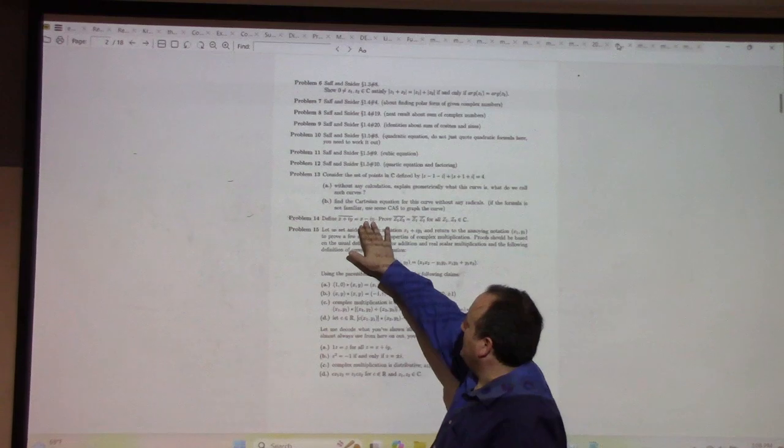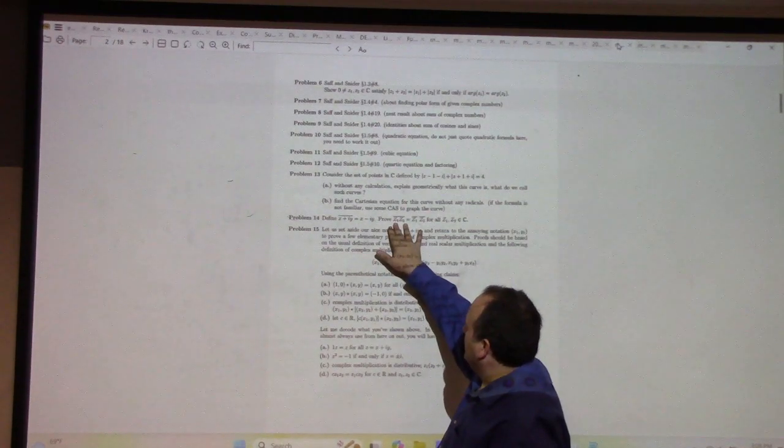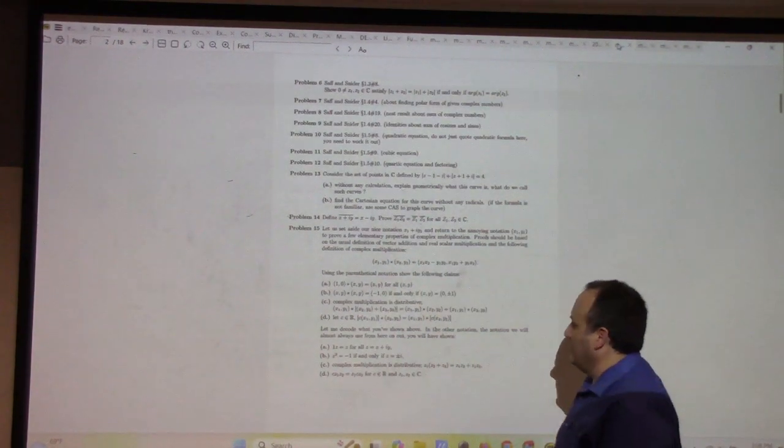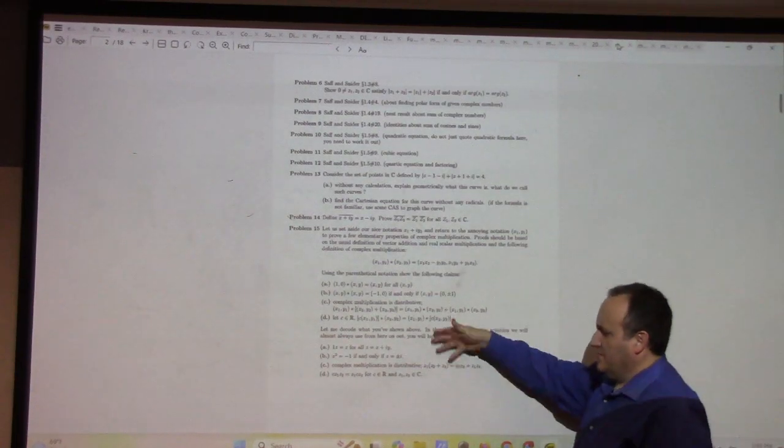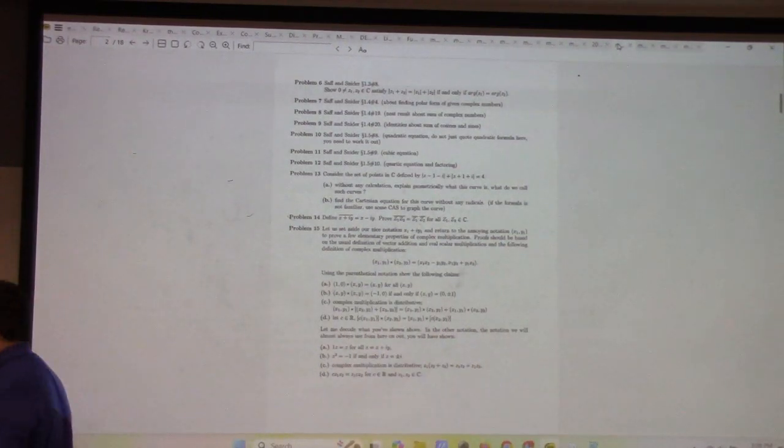So, here's a good problem. Prove that the conjugate of the product is the product of the conjugates. That's a good problem. And here's some fun, basic, formal stuff.